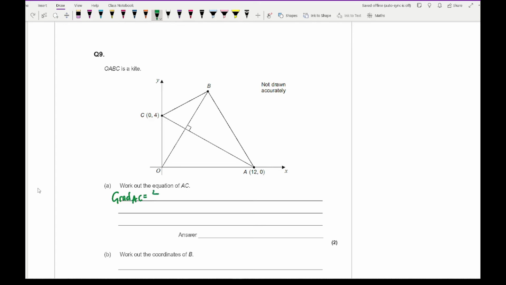4, 0. And here I've got 0, 12. So then the gradient is going to be 4 over -12, which is -1 over 3. And then from this, I know the y-intercept is 4, so that equals m, c equals 4. So the equation of the line is going to be y equals -1 over 3x plus 4.